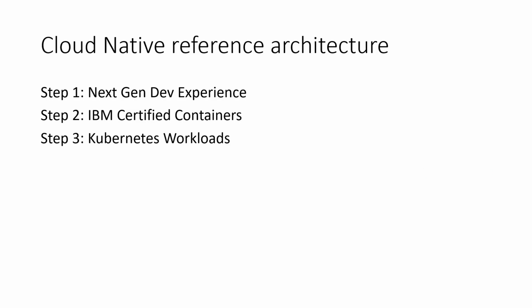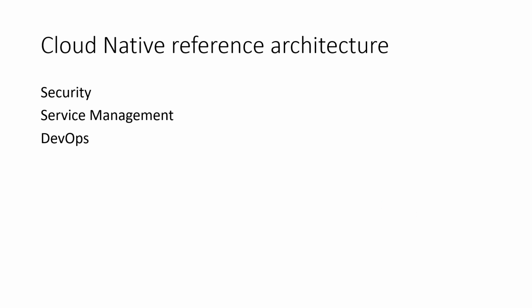In terms of the cloud native reference architecture, there are these steps. First, you are a developer who develops your content in the next gen development experience. Then you host your application, developed with the next gen development experience, in certified containers. The third step is the Kubernetes workload, where Kubernetes makes sure the deployment happens autonomously using CI/CD pipelines or DevOps pipelines. That pretty much summarizes the reference architecture.